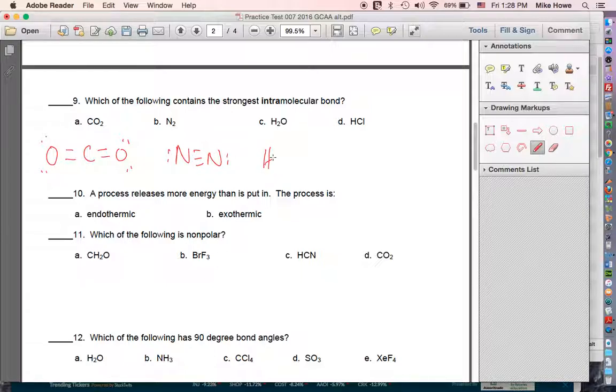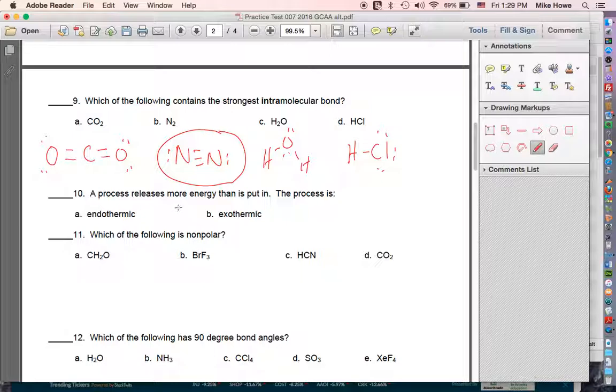The water dot diagram looks like this. And the HCl dot diagram looks like this. Remember that hydrogen only gets 2 electrons. So which is the strongest of these bonds? The double bond here, the triple bond here, single bond or single bond? Well, the triple bond would be the strongest attraction between the 2 atoms because they're sharing 3 pairs of electrons, a pretty strong bond.